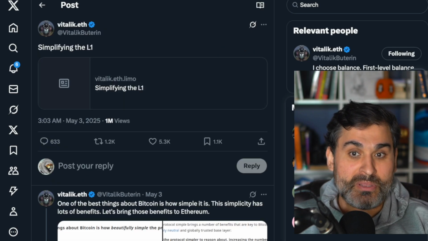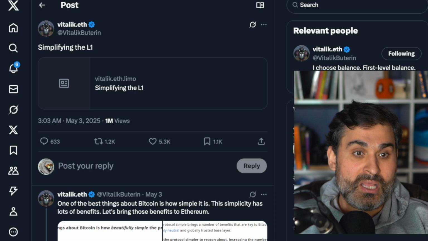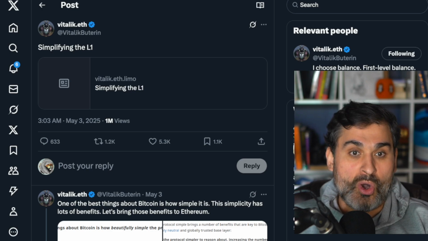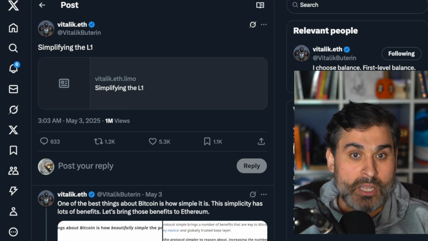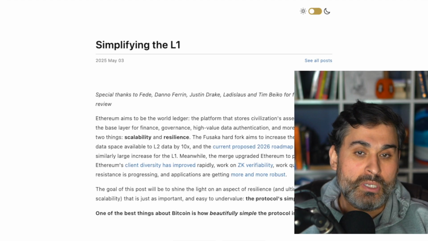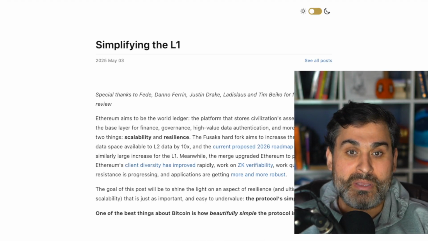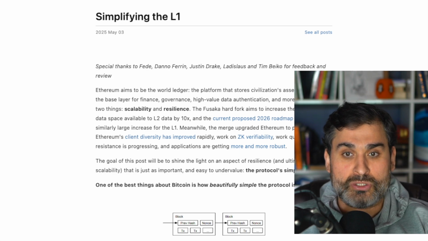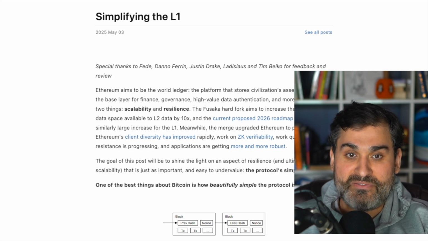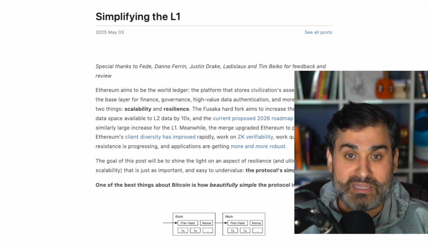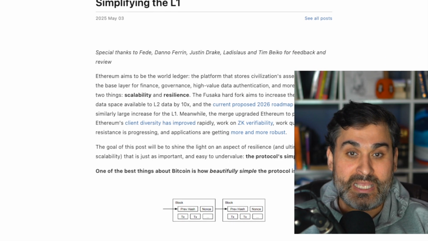Okay, let's move on to some Ethereum news now, and here we have some news from Vitalik, and Vitalik says that he has a new idea of simplifying the L1. This is a blog post Vitalik put out a couple of days ago. So he says Ethereum aims to be the world ledger, the platform that stores civilization's assets and records, the base layer for finance, governance, high value data authentication, and more. This requires 2 things: scalability and resilience.